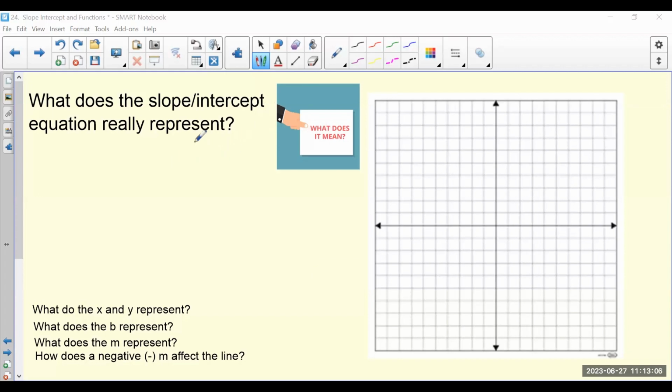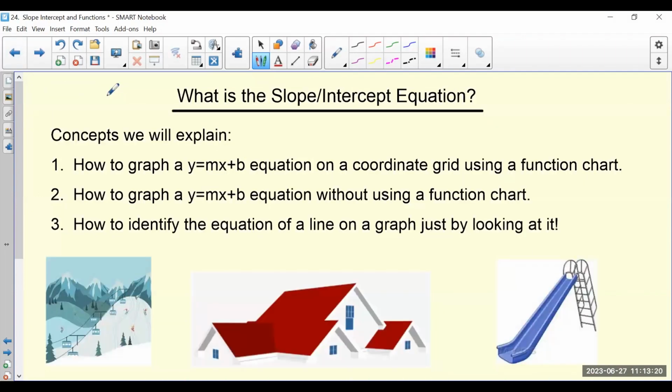So let's go through what we are going to talk about. What is this slope-intercept equation? And there are three concepts we're going to go over in this video. First of all, how do you graph one of these equations on a coordinate grid by creating a function chart? That's an input, output, x, y chart. So we're going to do some of those. Next, we're going to look at how you could graph a slope-intercept equation without using an input-output chart.